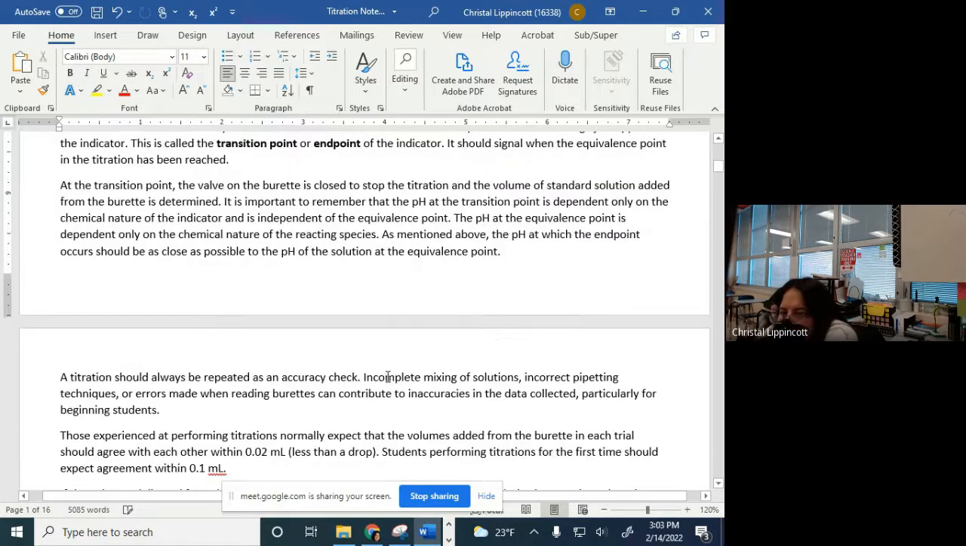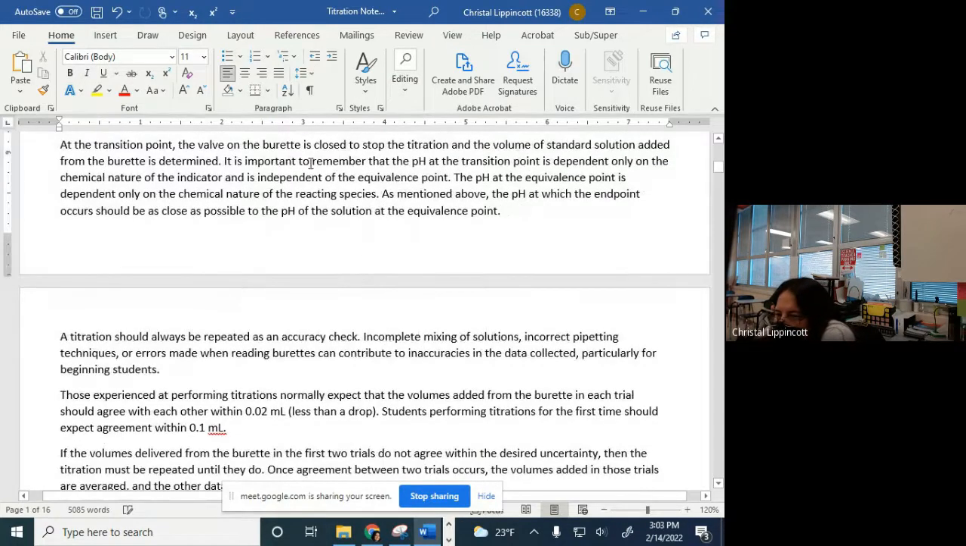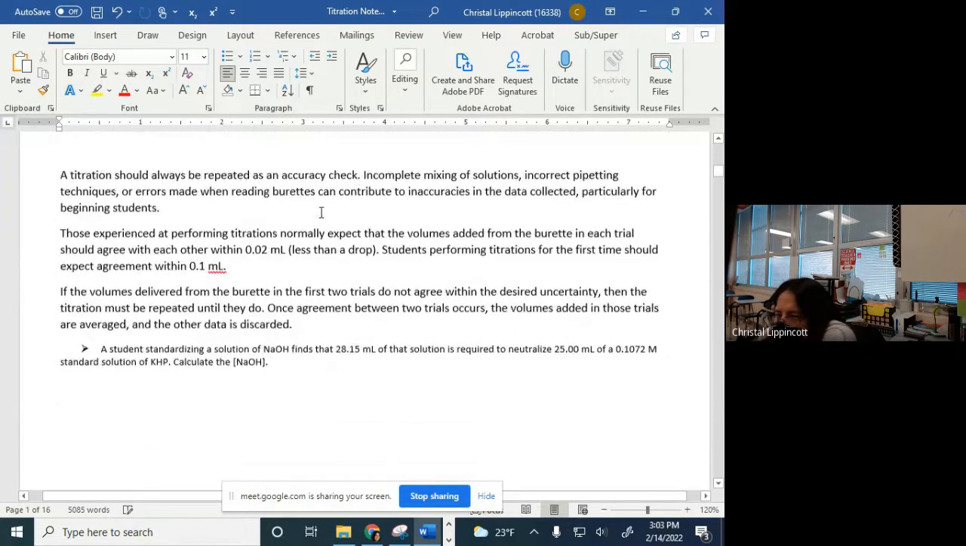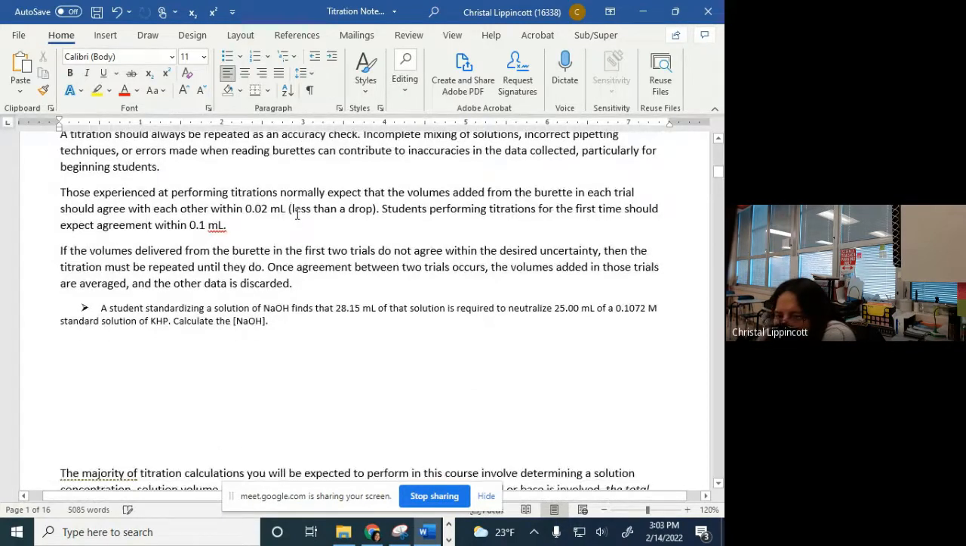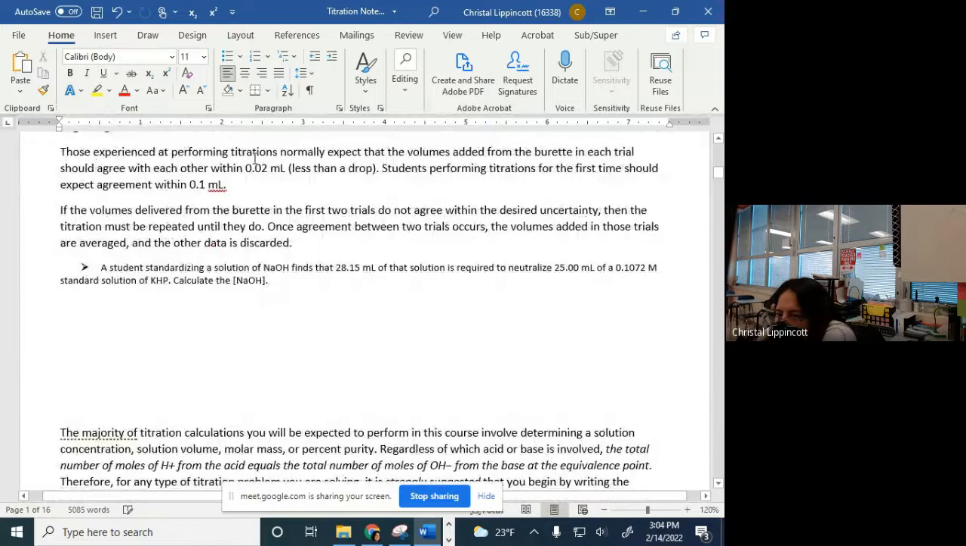All right. So at that transition point, you close the valve of the burette, and you know what that equivalence point is. Typically, you repeat your titrations a couple times to make sure that you didn't goof anything. And those that are really good at titrations can get it perfect.